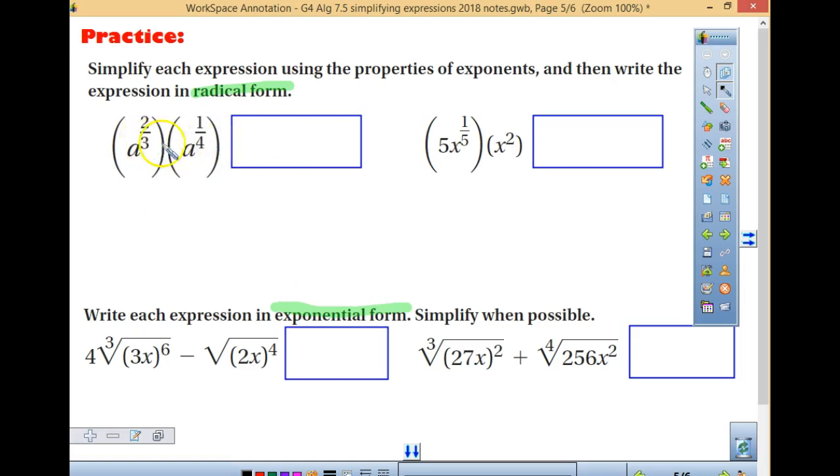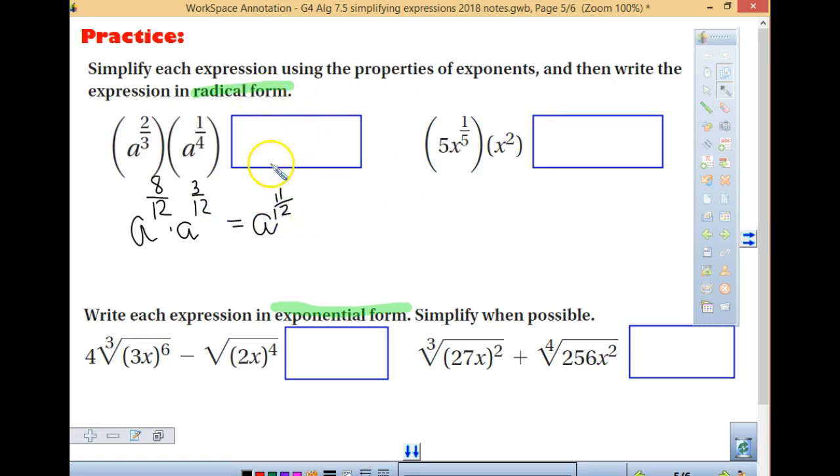So if we are multiplying, we want to add, right? So if we are looking at this, we're taking a to the 2/3 times a to the 1/4. So we're going to maybe rewrite this as a to the, the denominator should be 12. So we are going to have 8/12, do you agree? Times a to the 3/12. 8 plus 3 gives us a to the 11/12.